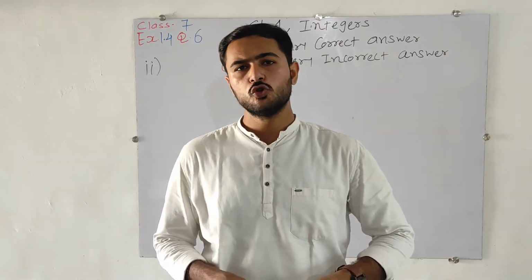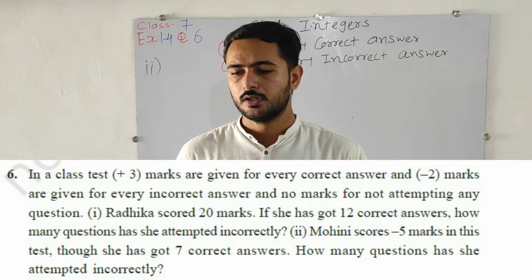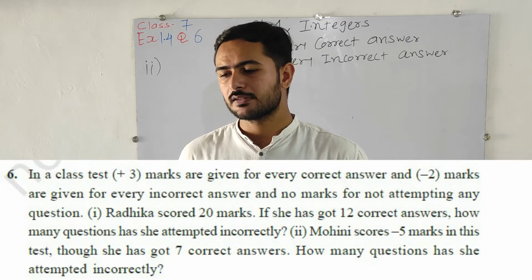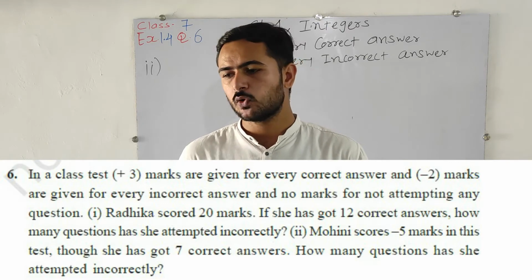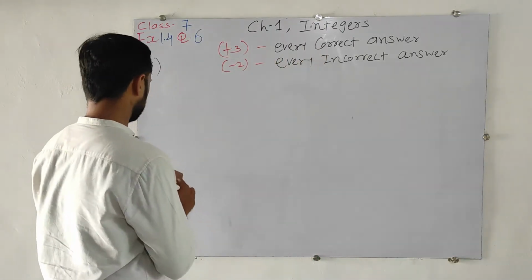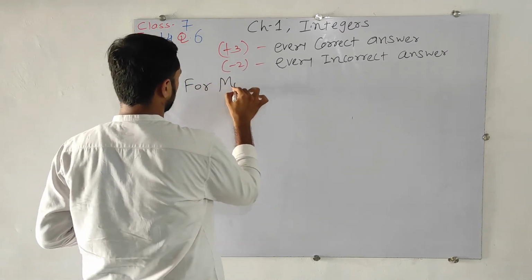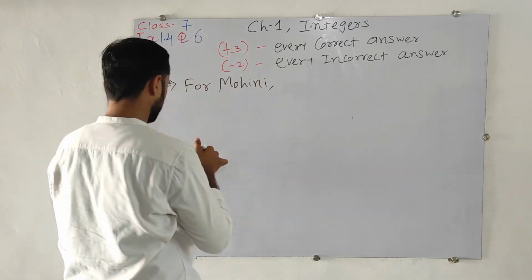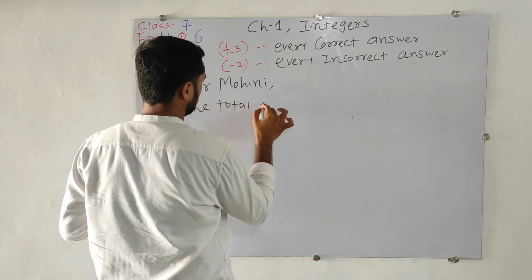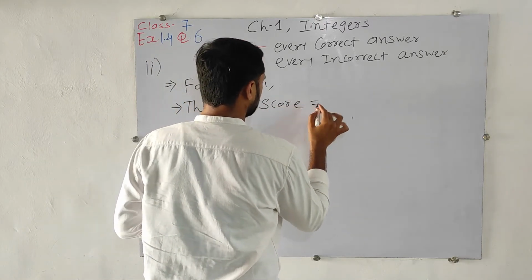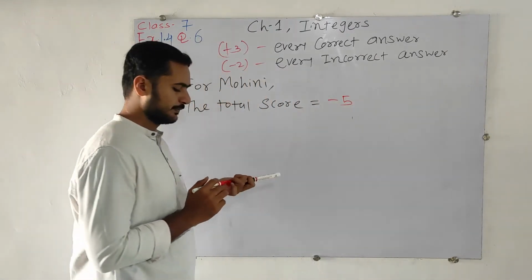Now the sub question 2 of the question number 6, that is Mohini scores minus 5 marks in this test though she has got 7 correct answers. How many questions has she attempted incorrectly? Okay. So here her total score is minus 5. So this is for Mohini. For Mohini, the total score is equal to minus 5 marks.